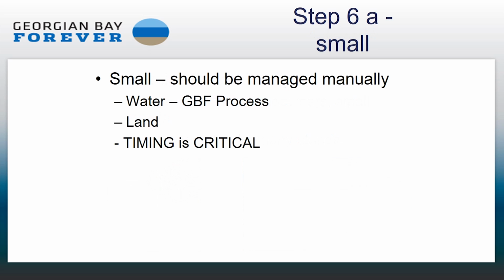If it's small, it really should be managed manually, and especially if it's in water, it's got to be through the sort of Georgian Bay Forever selective process that I'm going to talk to you about a little bit later, but we've alluded to it. If it's on land, there's a slight alteration to that process. But if it's small, I really think a mechanical cut is the best way to go. It's selective, and it's going to be the thing that helps biodiversity the most. And the timing, like we said, is pretty critical.